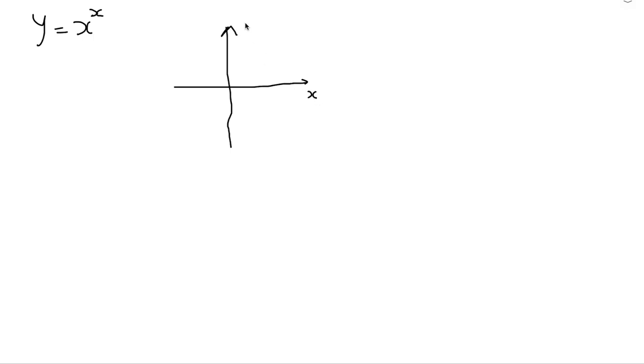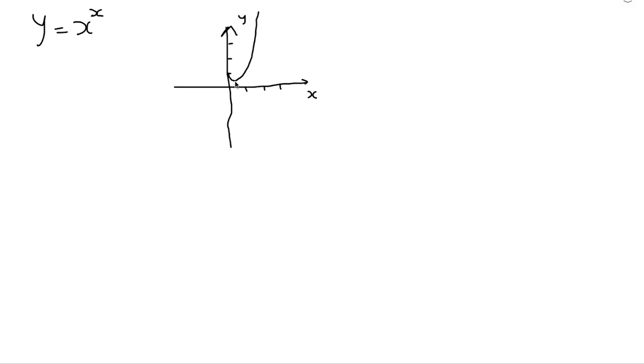Here x direction, here y direction. If this is 1 and this is 2, this is 3, and if this is 1, this is 2, this is 3. It's when x equals 0, y becomes 1. It becomes like this, and then it goes right straight like this.